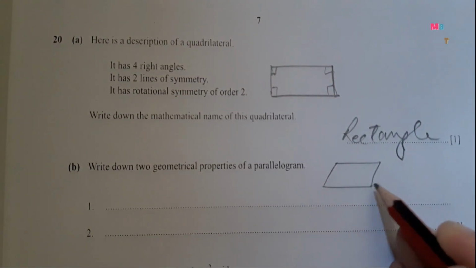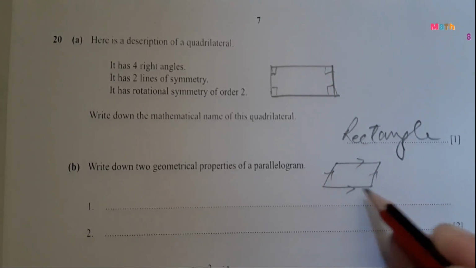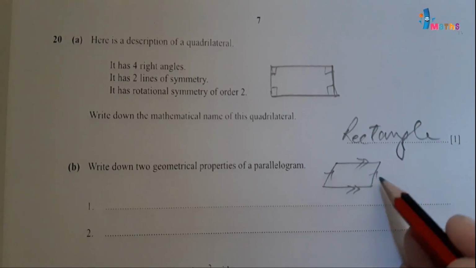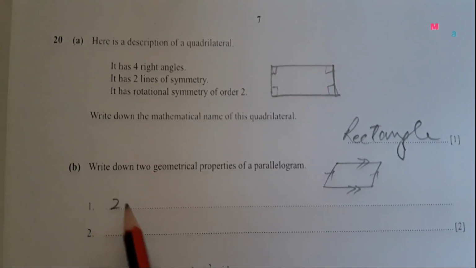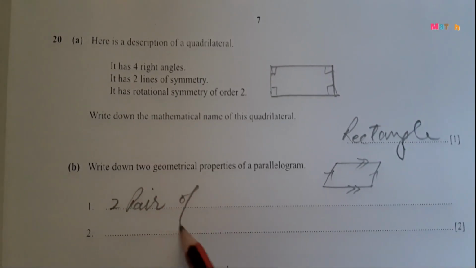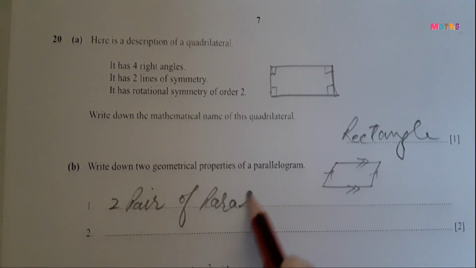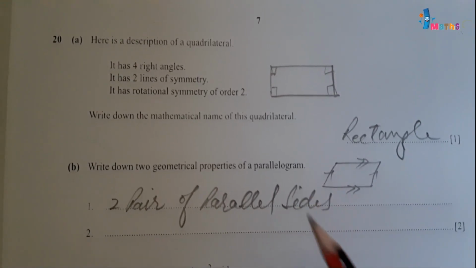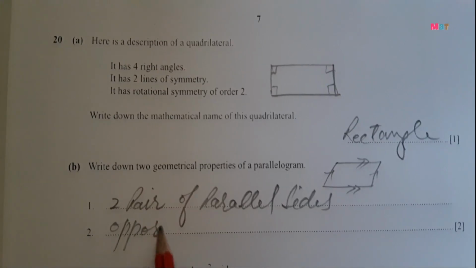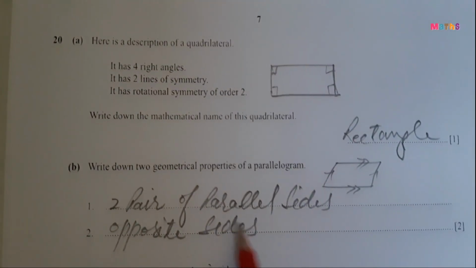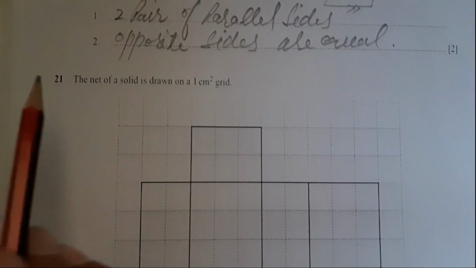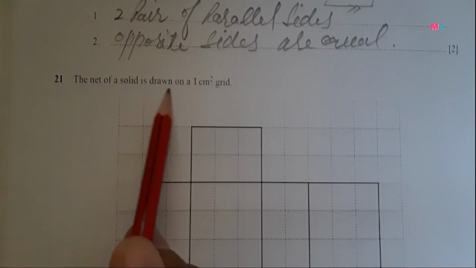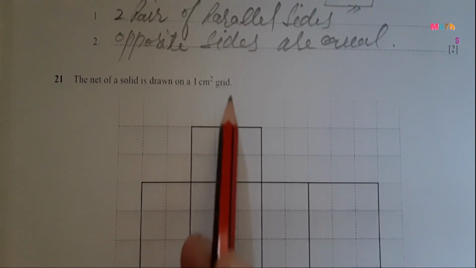shape, which has 2 sides parallel to each other. These 2 sides are parallel and these 2 sides are parallel. So we can write 2 pairs of parallel sides, one thing, and second thing we can write opposite angles are equal, opposite sides are equal.